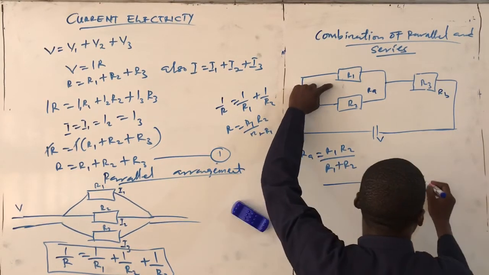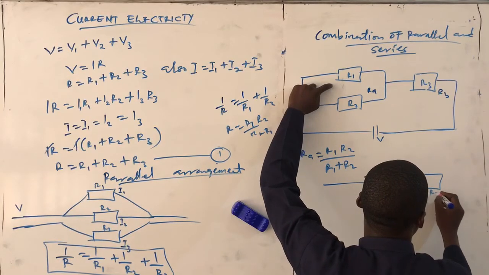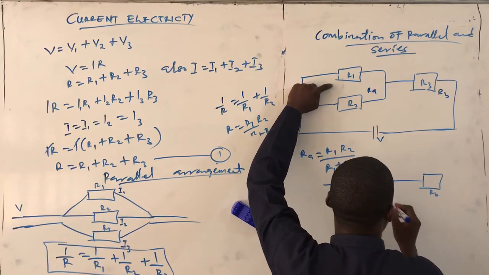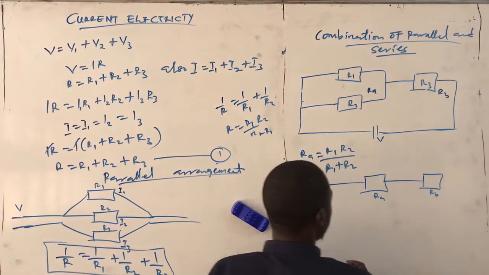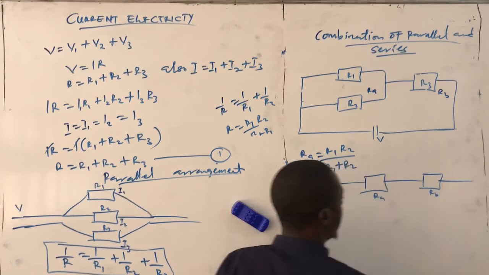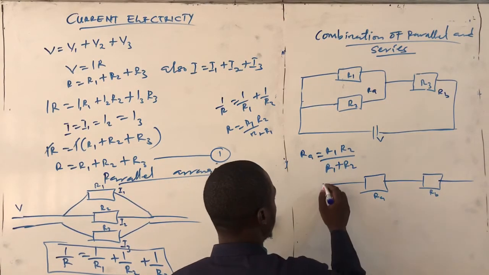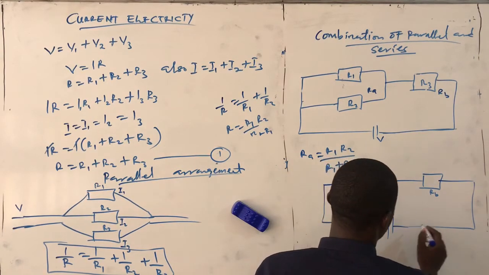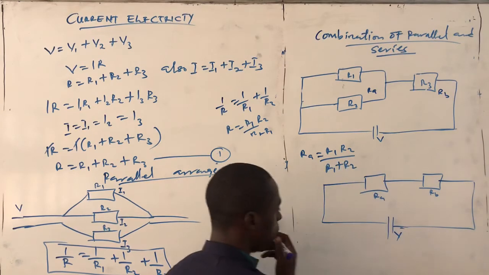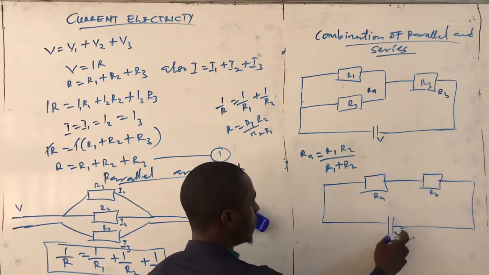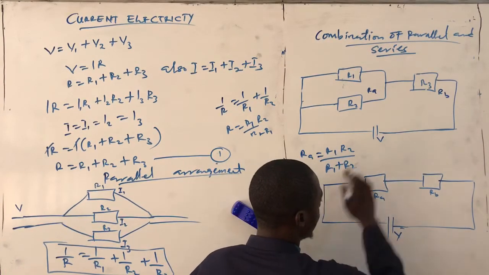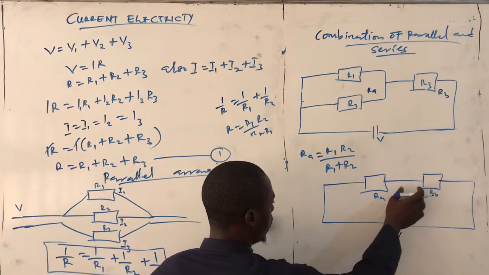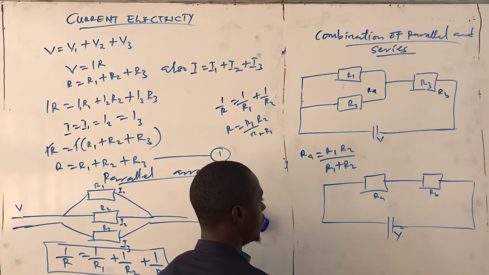So this will form a series combination with this one. This is now RB and this is now RA. They are now in series, and we have a terminal with a potential difference V passing through them. It means that the voltage across this circuit is the same.